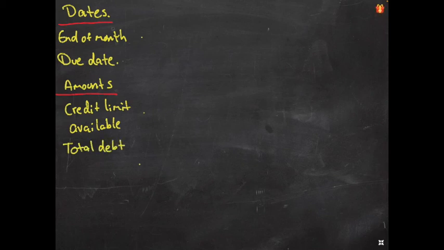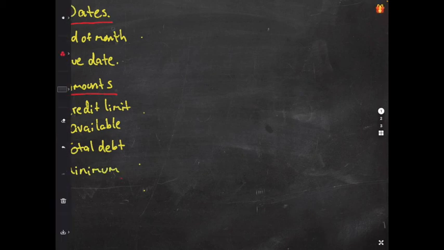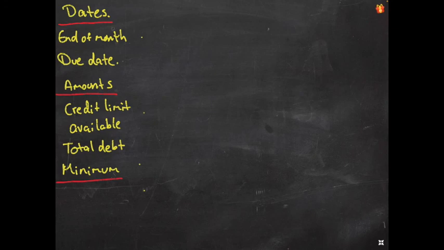After this, we'll find the different amounts that we have to pay during different days. And those would be minimum not to pay interest, and we'll find the minimum payment.